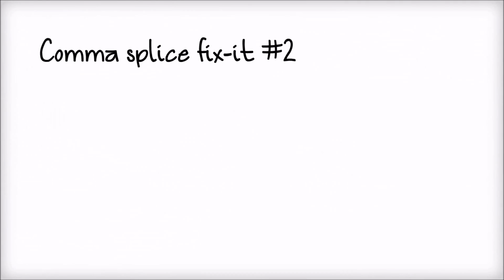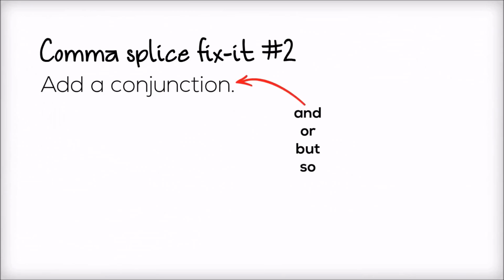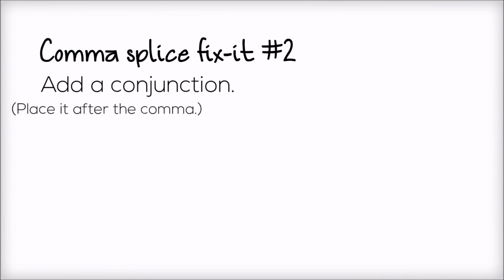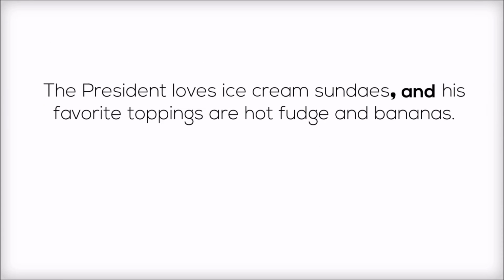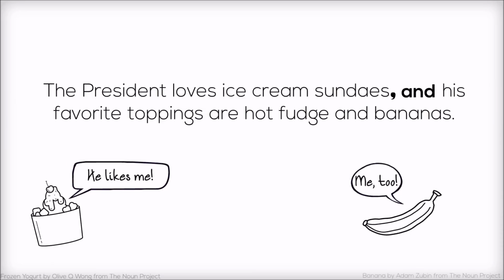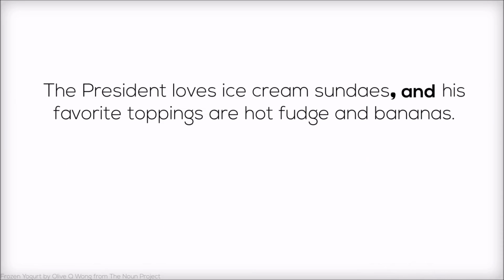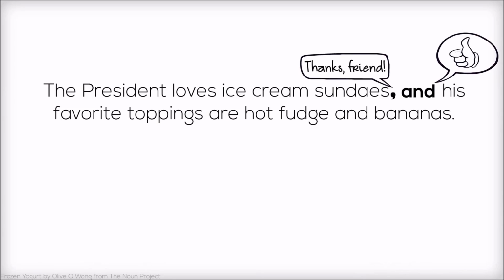Comma splice fix-it number 2. Add a conjunction. Another way to fix a comma splice is to add a conjunction, which is a word that connects two related items, usually clauses and phrases, like and, or, but, and so. Place the conjunction after the comma to properly join the two phrases. The president loves ice cream sundaes, and his favorite toppings are hot fudge and bananas. In this example, the little comma has his friend the conjunction to help support the sentence, which, as we know, consists of two independent clauses.